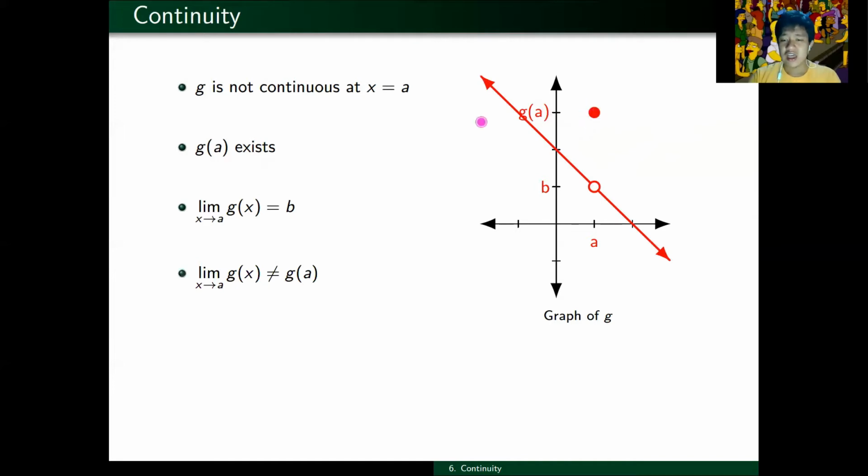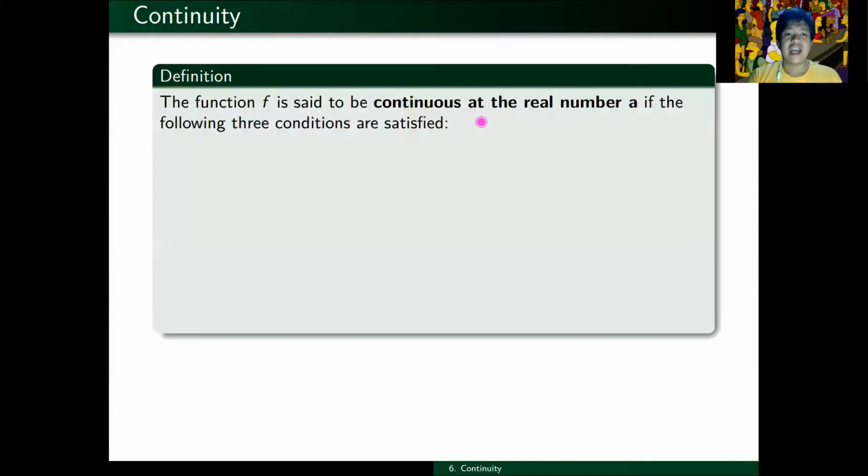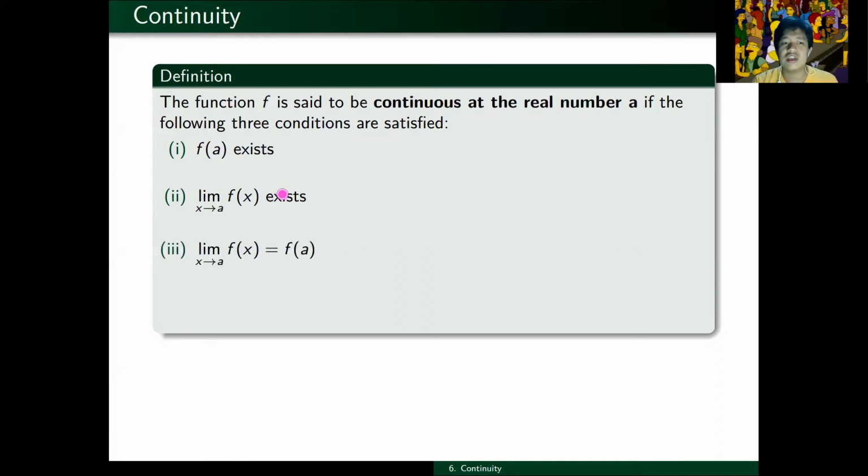So from this, we will be able to form a criteria kung kailan natin masasabi na ang isang function f ay continuous at a real number a. At that happens if three conditions are satisfied. Una, kailangan yung function value at a nag-e-exist. Pangalawa, yung limit as x approaches a nag-e-exist. At pangatlo, kailangan mag-equal yung limit na yun doon sa function value. So this is an easier criteria to check whether your function is continuous at a instead of graphing your function.